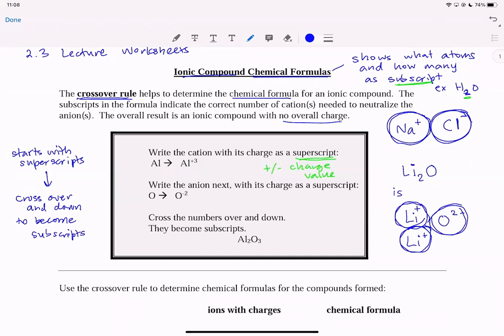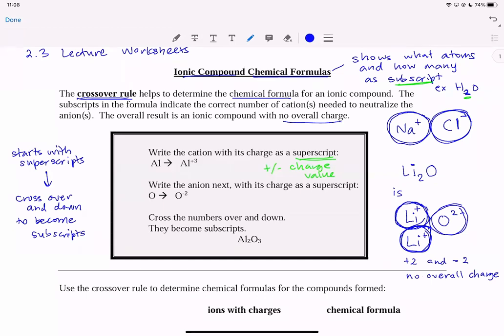And so why does that work? It is because you have +2, or 2 times the +1 of the lithium, and then 1 of the -2 ion. And so this has no overall charge, because you have enough positive charge values to balance the negative values. And so that's the goal of the crossover rule. So we don't have to draw these pictures.